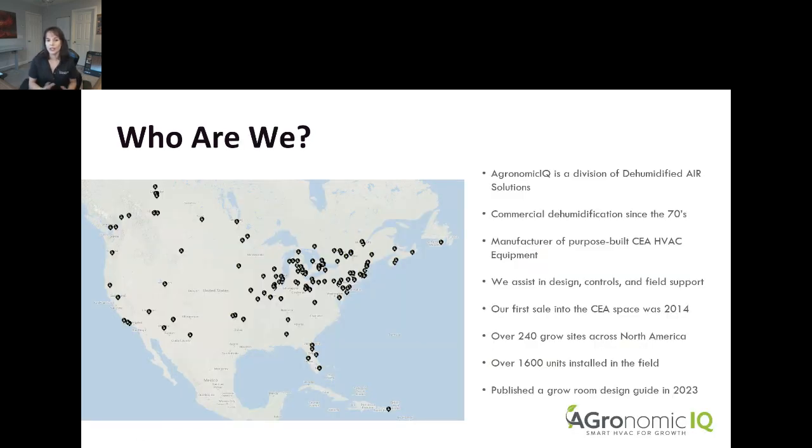So real quick, a high-level overview of Agronomics IQ. Agronomics IQ is a division of Dehumidified Air Solutions. Dehumidified Air Solutions has been doing pool dehumidification since the 70s, so they've been around for a long time and have worked in high humidity, high temperature environments for the duration of that time. Our first venture into CEA was in 2014. Since then, we have 240 grow sites across North America, 1,600 units installed in the field, and just a lot of experience in this kind of space. Most of it is in cannabis, but also in leafy greens.